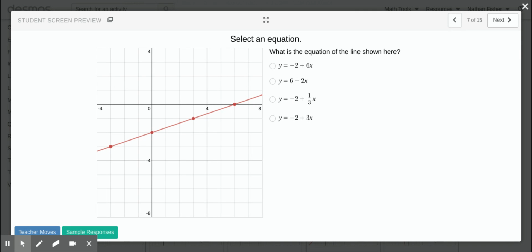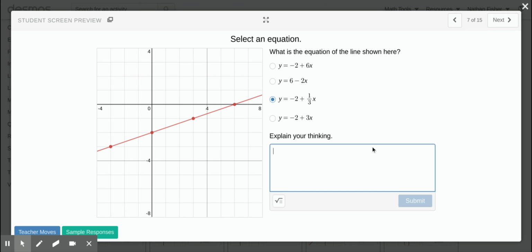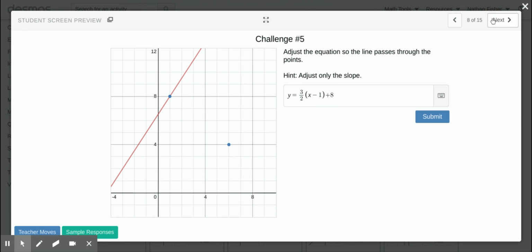Select an equation. What is the equation of the line shown here? Well, we know it crosses the y-axis down at -2, so that instantly rules out this one because it would have to cross up at 6. Now the rest of them have different slopes, so let's see what we should have. From left to right, I go up 1 and right 3. So the only one that matches that rise over run would be this one, up 1 to the right 3. And then the reasons I just explained would go in the box there if you were doing this.